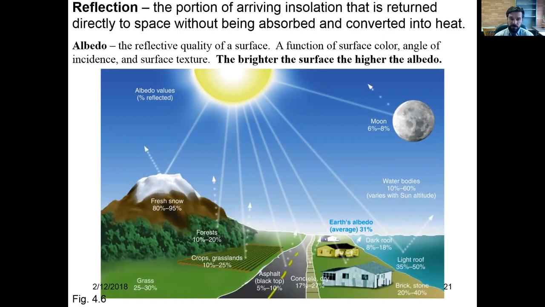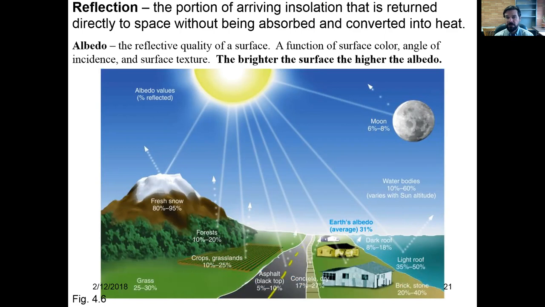Likewise, if we go to the other extreme, you look at forests or crops and grasslands, and those are down around 10%, no matter what, 10 to 20%, as we can see at around the base of that mountain. So they have a very low albedo and a high absorption of incoming solar radiation.